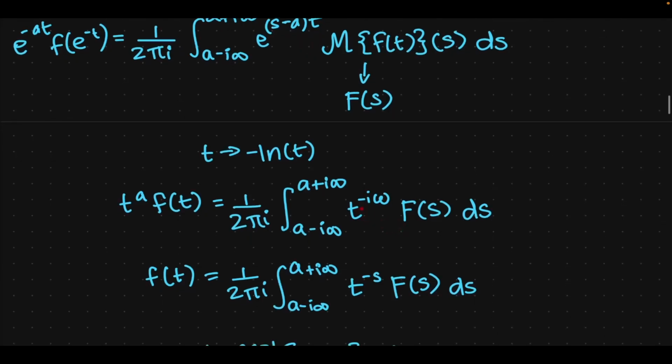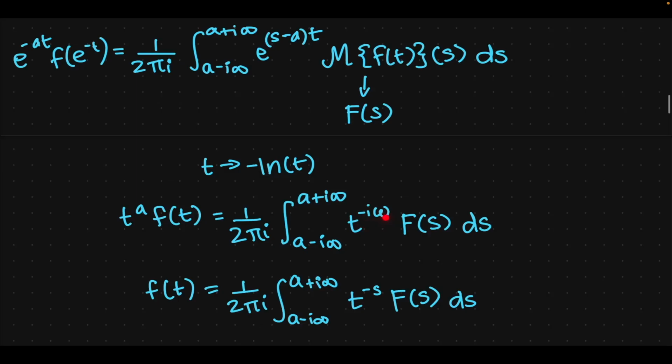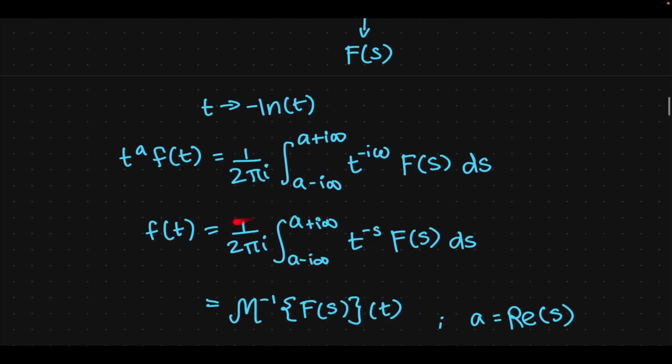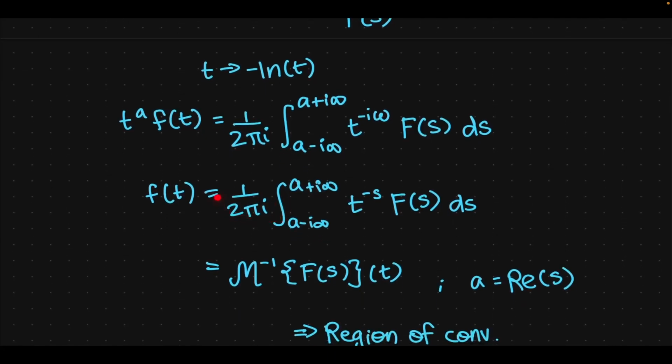So we can simplify a few things, using the property of the natural log and exponents. We get t to the a f of t equals 1 over 2 pi i integral a minus i infinity to a plus i infinity t to the minus i omega capital F of s ds, which we can just rearrange. So we can take the a to the right-hand side. So we get t to the minus a minus i omega. Now a plus i omega is s, so that just becomes t to the minus s F of s ds, and everything else is the same, including the 1 over 2 pi i and the range. And all that just equals f of t.